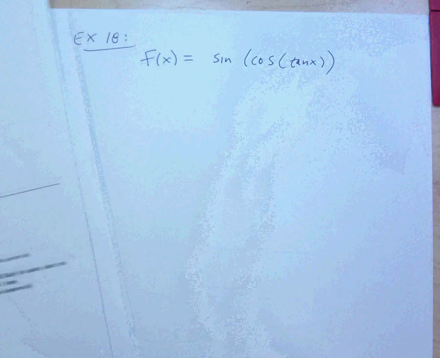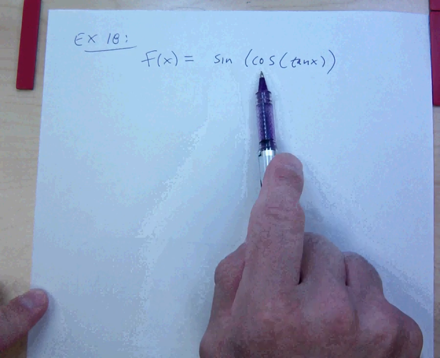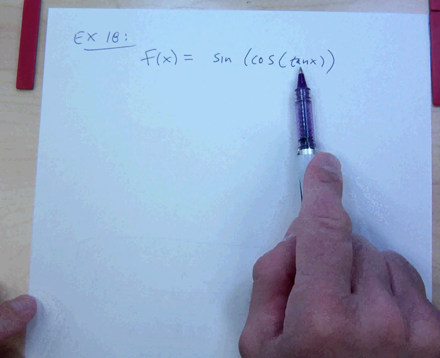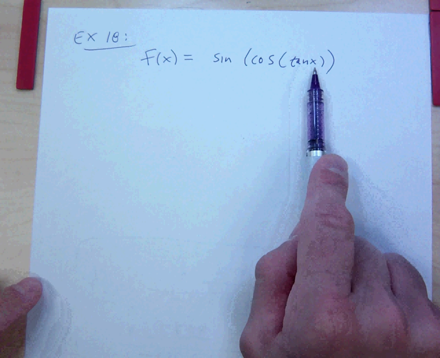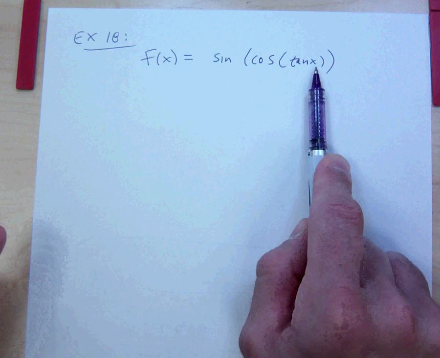So clearly the outside function is what? Sine. The inside function is cosine, and the inside of the inside function is tangent, and the inside of that is just plain old x. Okay? Stay with me. Heads up, please.